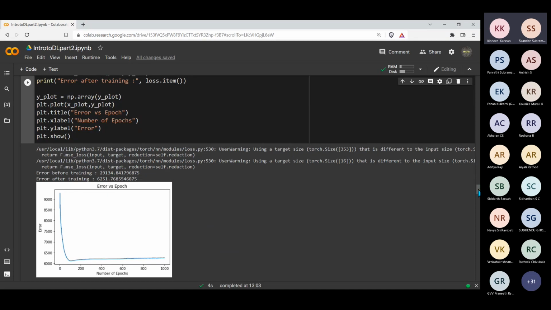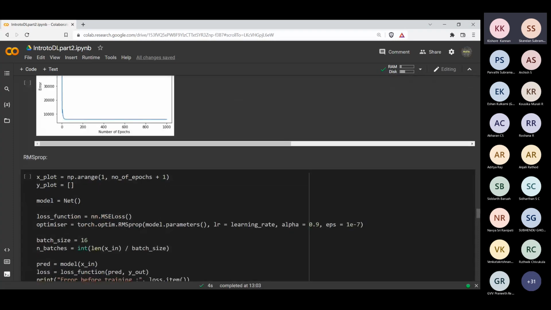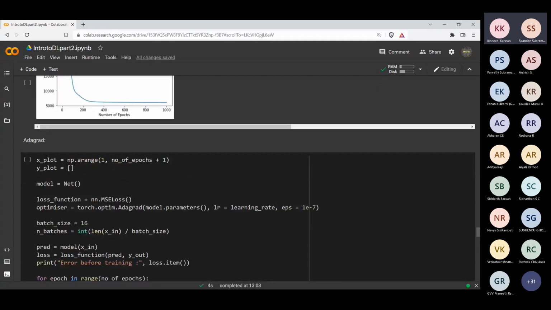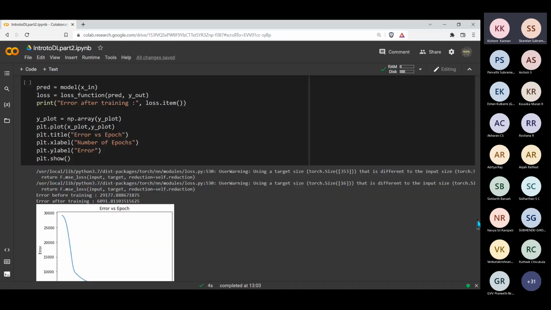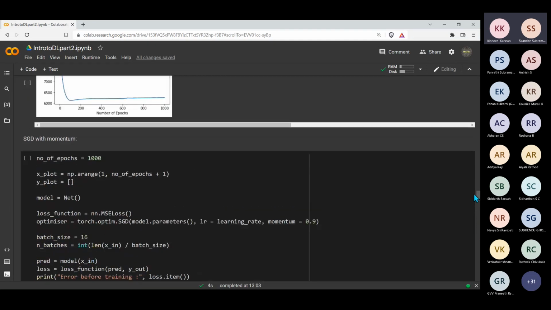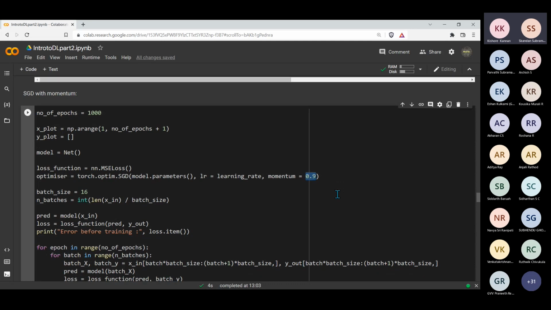And for all other optimization algorithms, the code is exactly the same, except for the fact that, like I mentioned, the optimizer syntax will be different. So let's look at that. For momentum, the optimizer function will be the same as SGD, but then we have to mention another parameter, which is momentum, and this value generally we give as 0.9, because the value 0.9 generally gives good results.